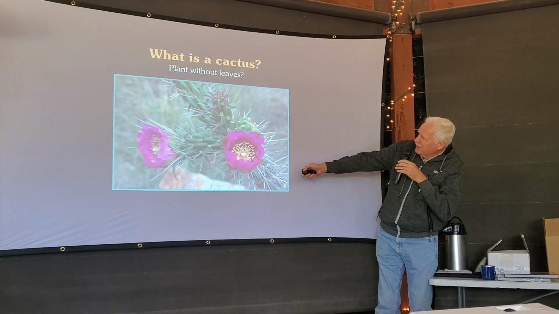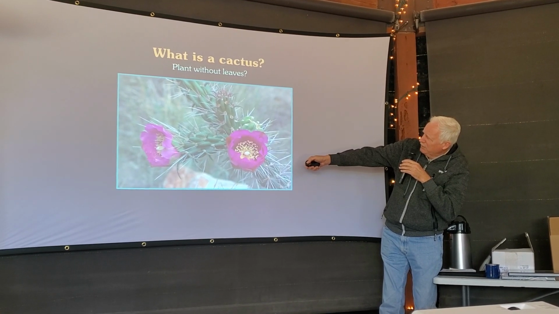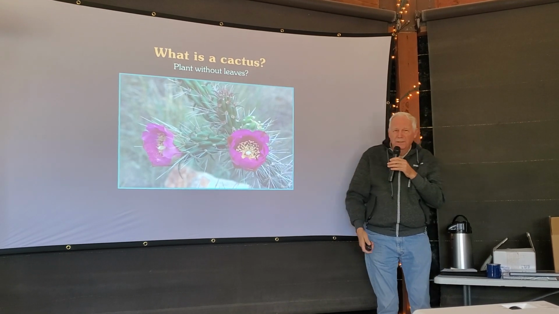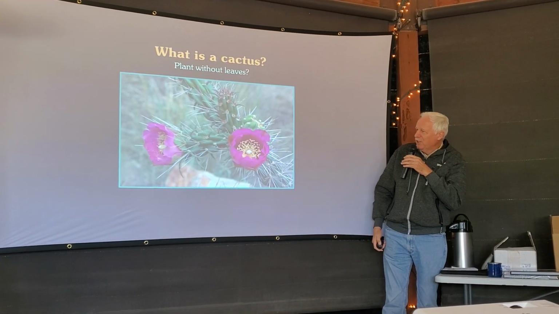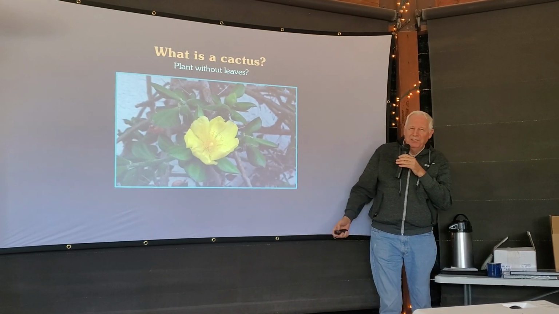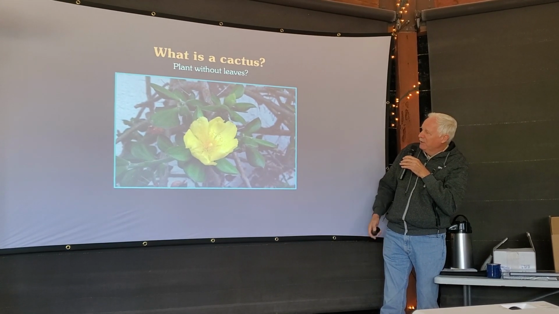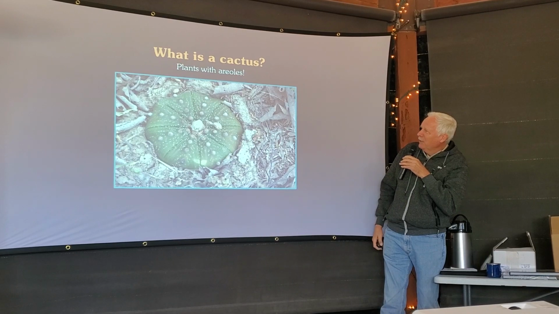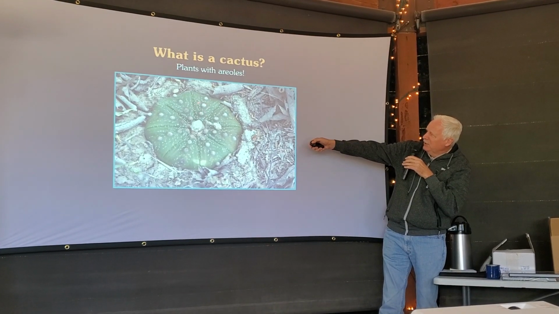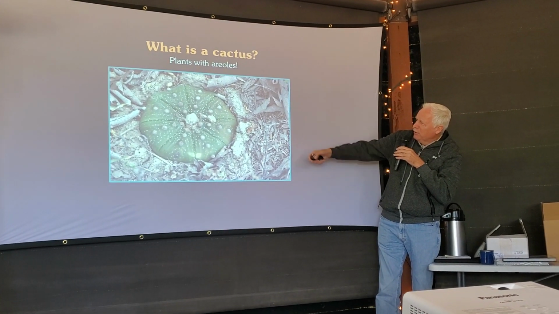And also in this cholla you see that the new sections of the plants, they have a leaf which will fall off. But cactus do have leaves. And of course this is also a cactus, but it looks like a leafy plant. But they have the other characteristic, and that is areole. And areoles are the growth points of a cactus. So these fuzzy white balls, those are areoles.